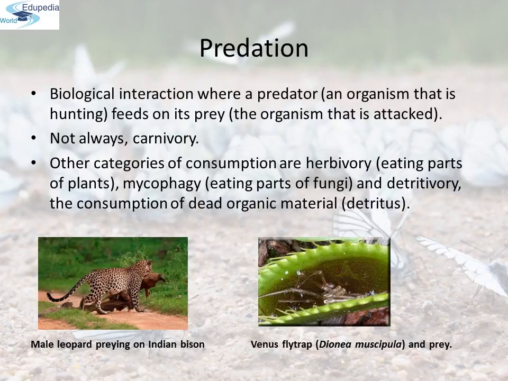Predation. In an ecosystem, predation is a biological interaction where a predator, an organism that is hunting, feeds on its prey, the organism that is attacked. Predators may or may not kill their prey prior to feeding on them, but the act of predation often results in death of its prey and the eventual absorption of the prey tissue through consumption. Thus, predation is often, though not always, carnivory. Other categories of consumption are herbivory, eating parts of plants, mycophagy, eating parts of fungi, and detritivory, the consumption of dead organic matter, detritus. For example, a male leopard preying on an Indian bison, and the Venus flytrap trapping its prey.